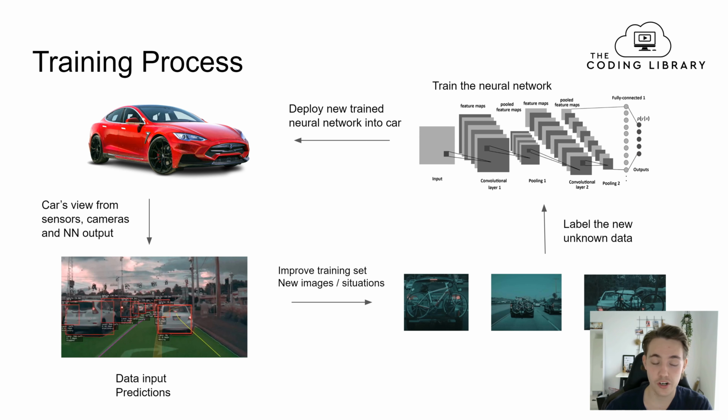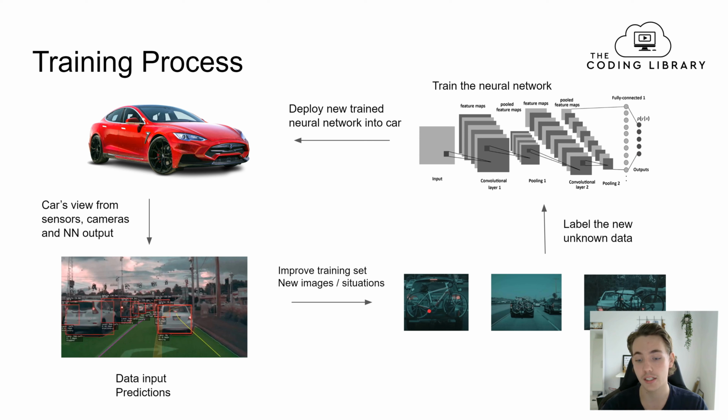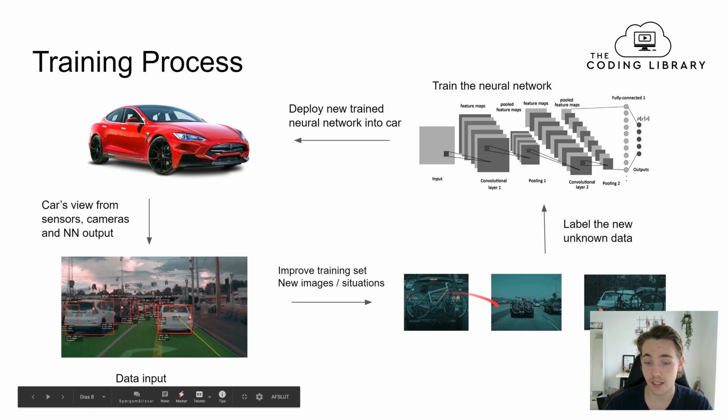When we're driving around in an environment, we spot new situations that the car hasn't seen before and our neural network hasn't been trained on. So we can improve the training set with new images or new situations. For example, it couldn't detect a bicycle on the back of a car, or it spotted it as a bicycle and then it would brake because it thought a bicycle would drive in front of us. These are specific situations where Tesla can improve the training set. Then they can label that new unknown data, saying this image is actually a car and not a bicycle.